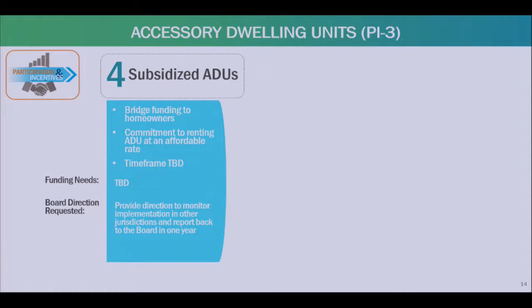The 4th ADU option is to develop a pilot program to provide bridge funding to property owners to construct an ADU with a commitment to renting the ADU at an affordable rate. This option would provide a loan or grant for new ADU construction or to convert an existing space into an ADU. Similar subsidy programs are being developed as pilot programs in other jurisdictions such as the County and City of Los Angeles. Board direction requested is to monitor implementation of these similar programs in other jurisdictions and report back to the board in 1 year.